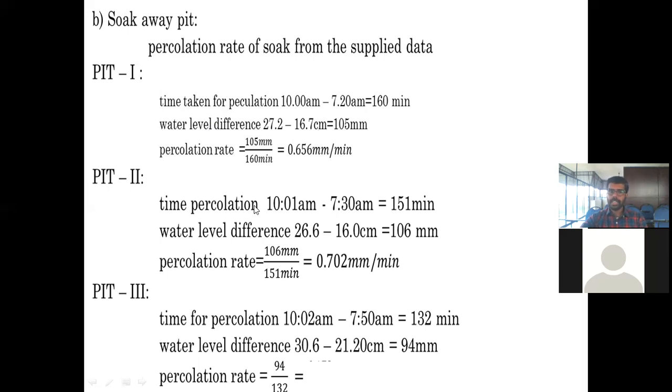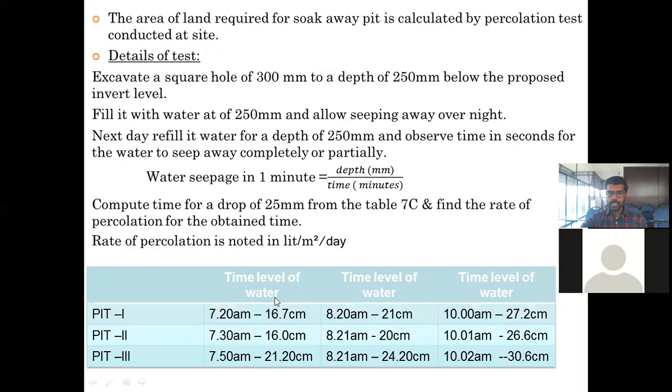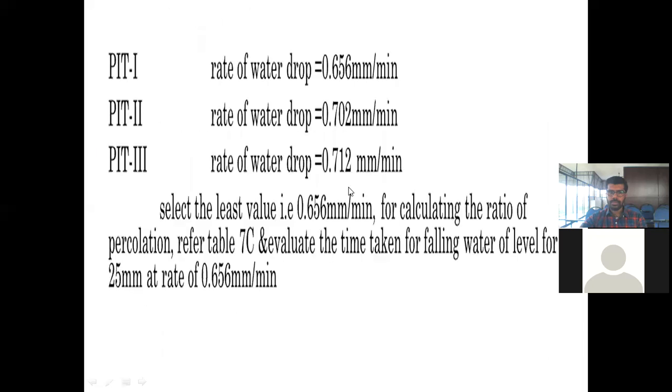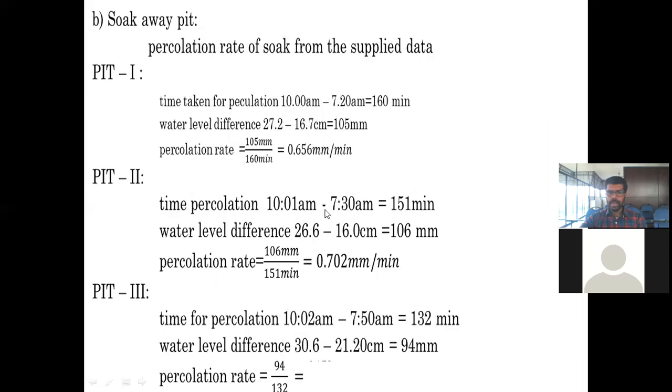Now the same way, pit number 2, from 7:30 a.m. to 10:01 a.m. Initially it was 16, it came to 26.6. So the time is 151 minutes. The water level difference is 26.6 minus 16, equal to 106 mm. In pit 2, the percolation rate is 0.702 mm per minute.